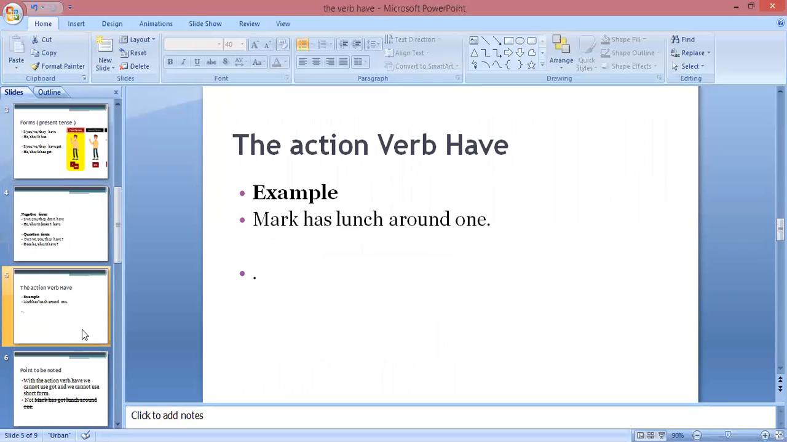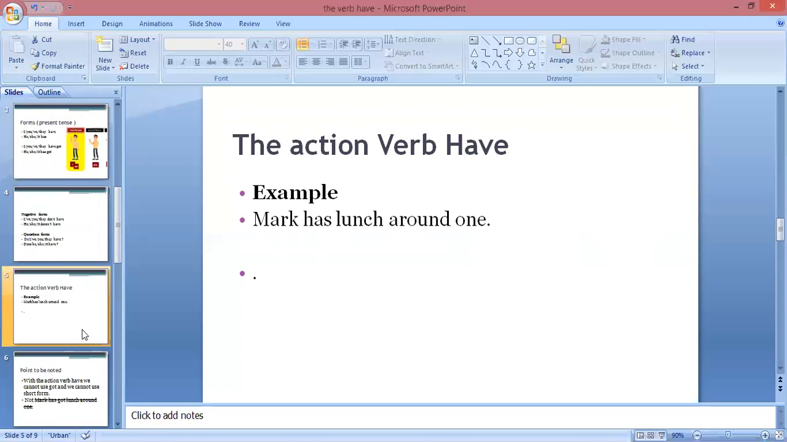Now, another use of the action verb have. First I will give you the example of each concept. Why am I giving you the example of each concept? Because examples help us to understand the concept. So that's why first I will discuss the example and then I will tell you the real meaning of that concept. Okay, so let's start with the first example.